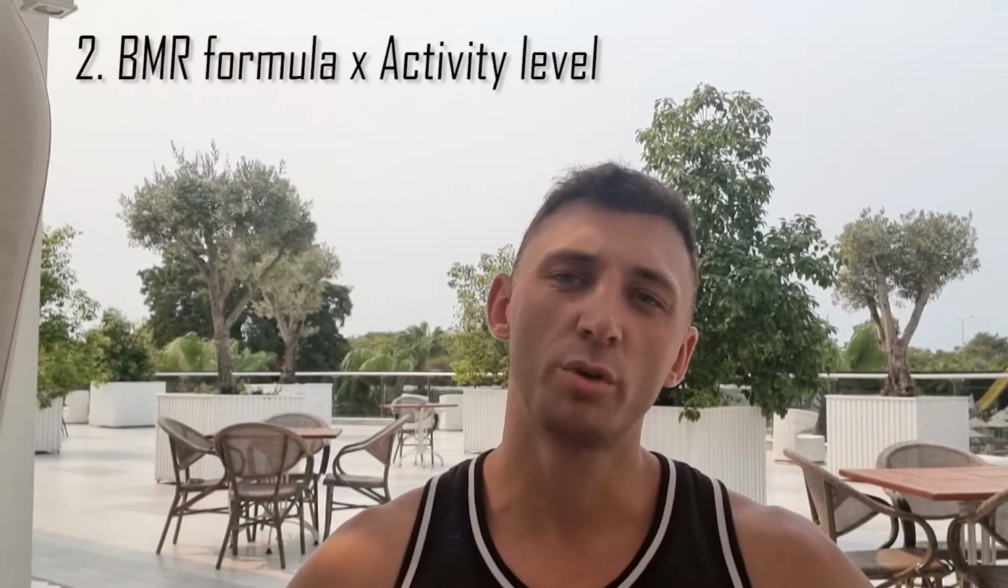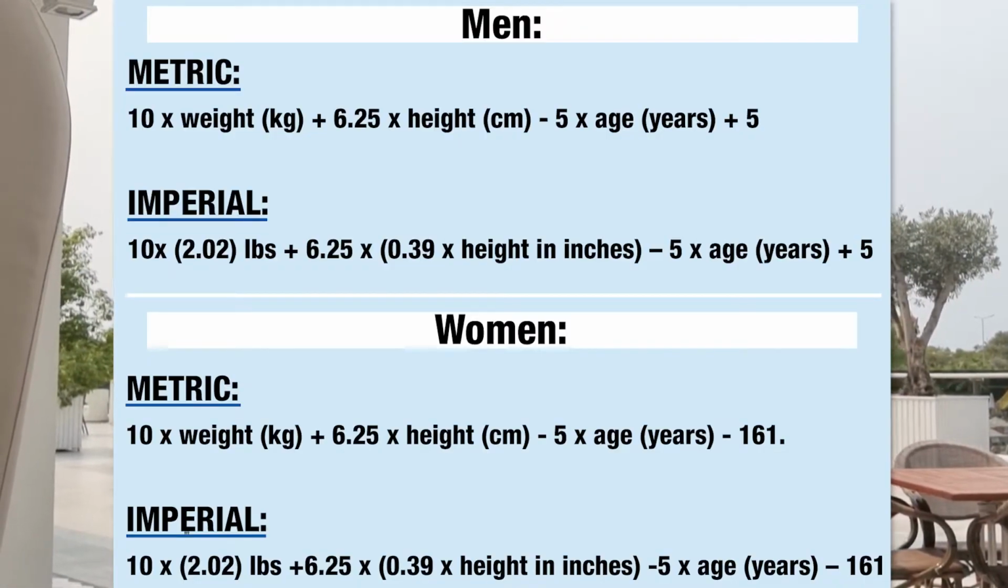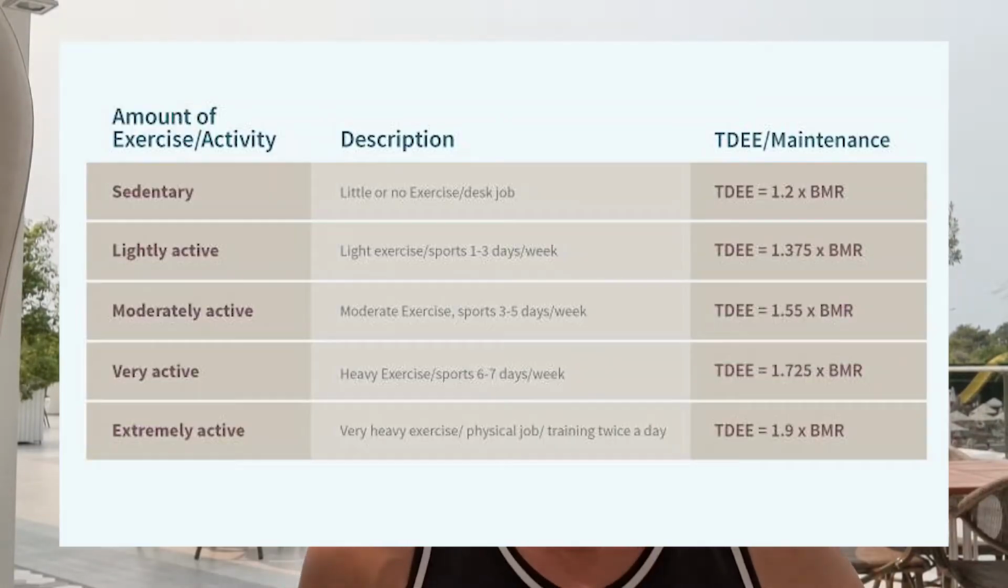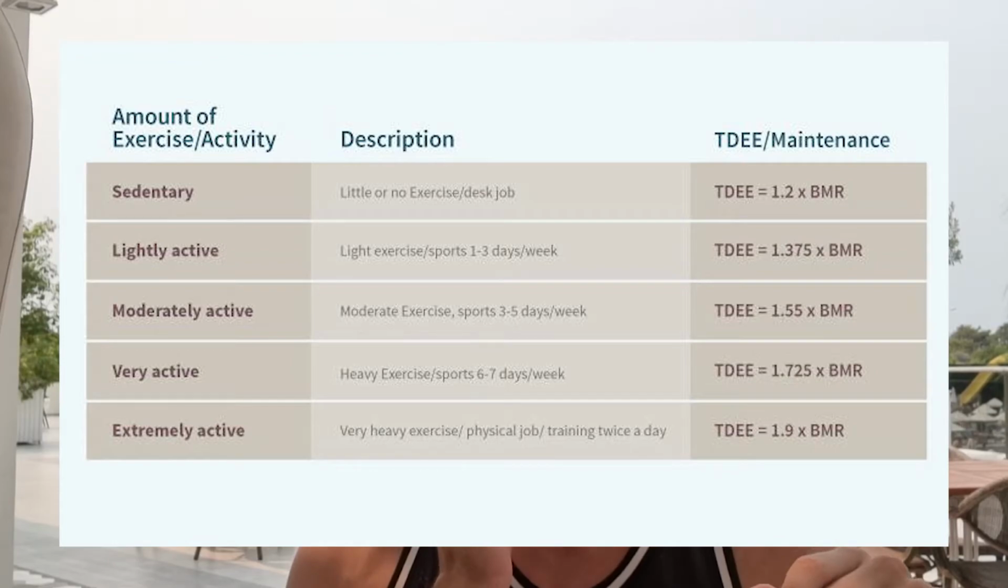Second option, there is something called BMR. It's actually a formula that tells you how many calories you need to consume if you're lying down in a bed and doing absolutely nothing. So we have that basic metabolic rate formula. We need to adjust it, so we need to multiply that by your activity level.